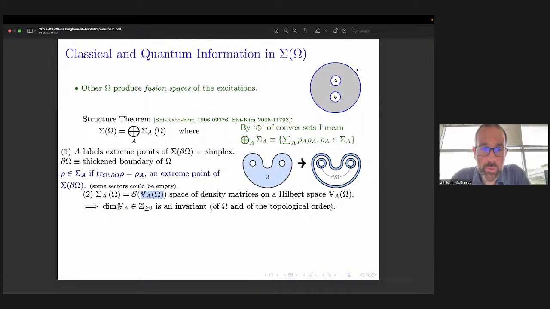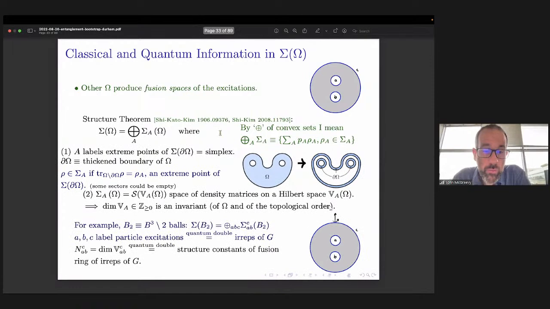So the general statement is that the information complex set of an arbitrary region is a convex combination. That's what I mean by this plus sign of convex sets, a convex combination of information complex sets with fixed boundaries. And each of those information complex sets with fixed boundaries is itself a block ball of some kind. So for example, in the case of the ball minus two balls, each of these thickened boundaries is labeled by a particle type, which, in the case of the quantum double model, is labeled by some irreducible representation of the group. And then there's some state space associated with those three labels, which in this case is just group theory. It's just the structure constants of the fusion ring of the irreducible representations of the finite group. What else could it be?